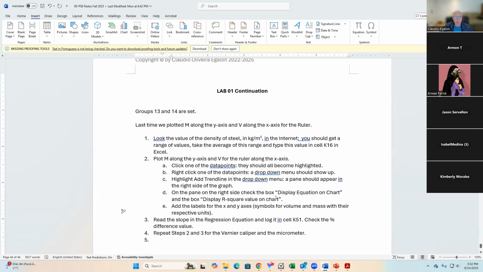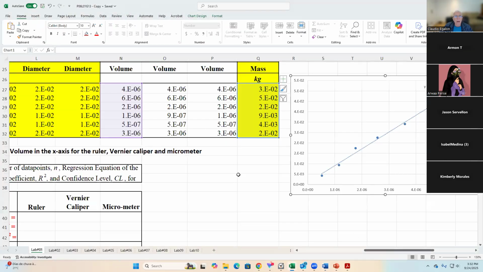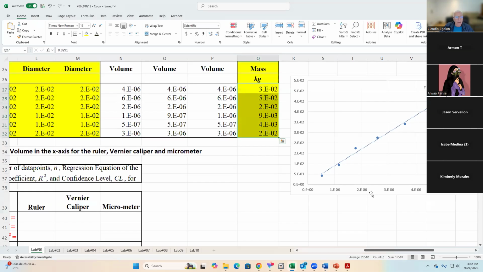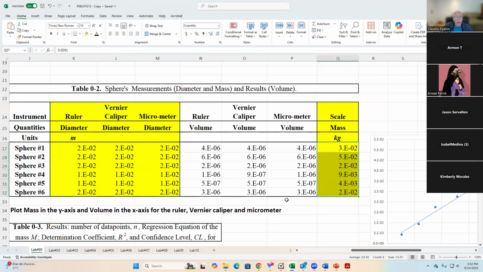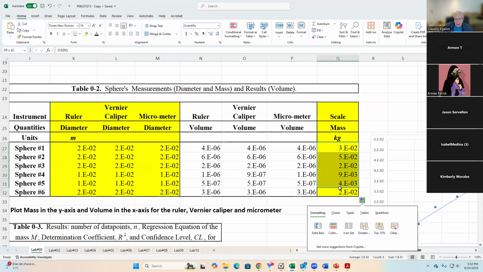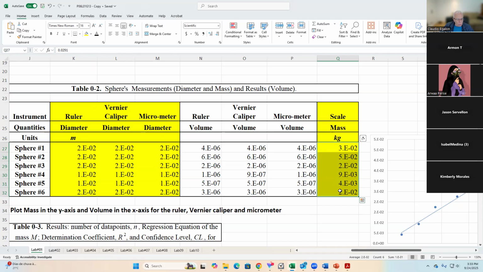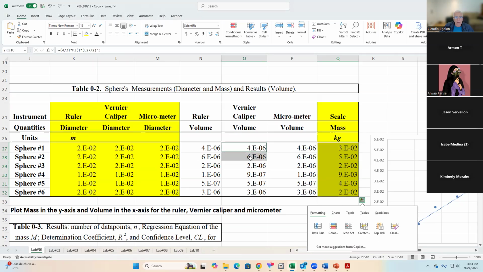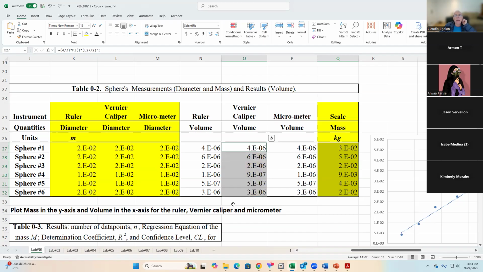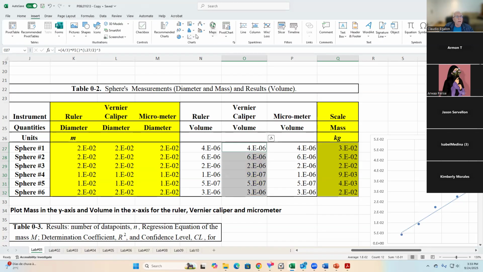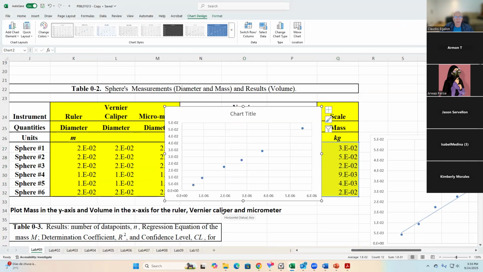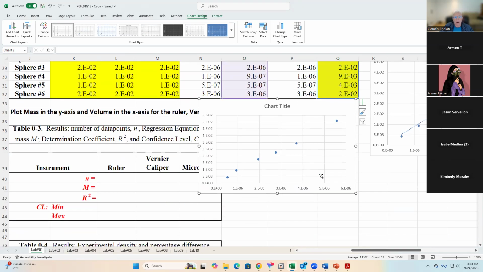So repeat steps 2 and 3 for the vernier caliper and the micrometer. I'm going to do that. Here you go. Let's see, mass, right? And now we are going to get the volume as obtained using the vernier caliper. So highlight the mass, hold the Control key, and then highlight those values here for the volume of the vernier caliper. Insert, chart, scatter plot. Here you go. That's my second graph.